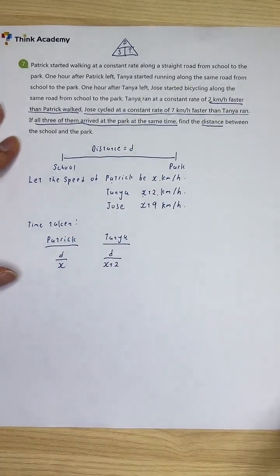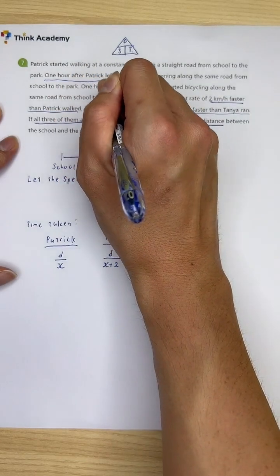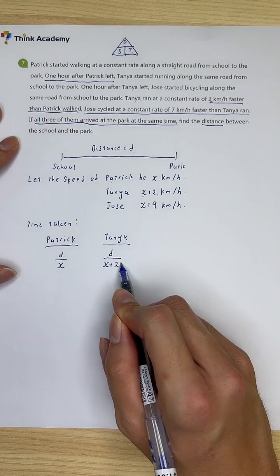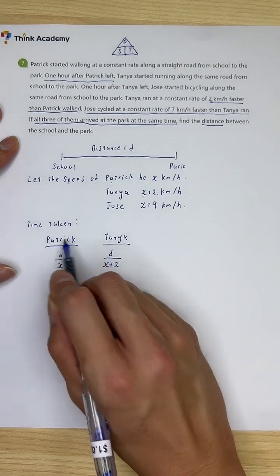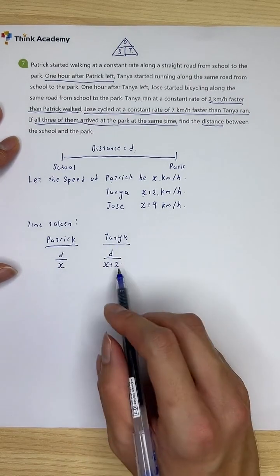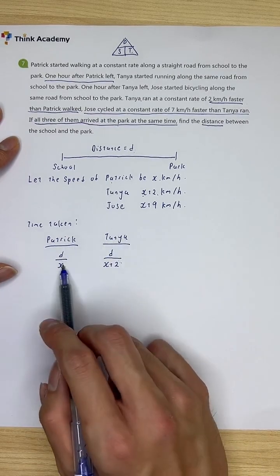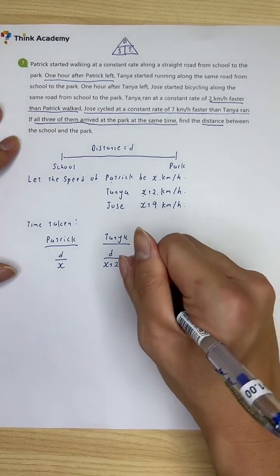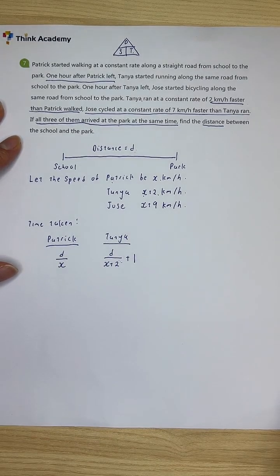But wait, there's a little bit of a problem over here. Tanya left 1 hour after Patrick. So Tanya has actually taken 1 more hour before they reach together at the same time. Otherwise, she will reach 1 hour earlier than Patrick. Think about it, her speed is faster than Patrick's. You can't reach at the same time if both their speeds are different and the distance is the same. So that's why over here is a plus 1. That's why Tanya has taken 1 more hour.